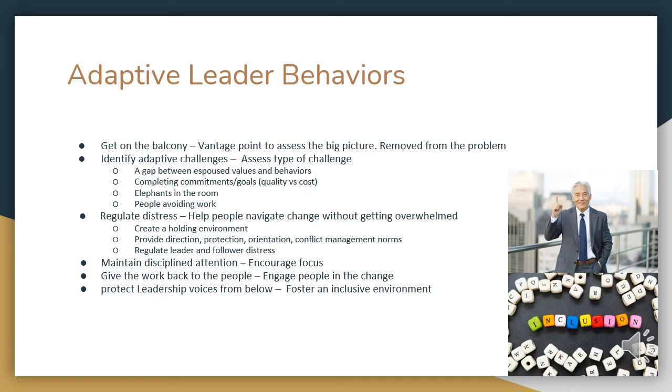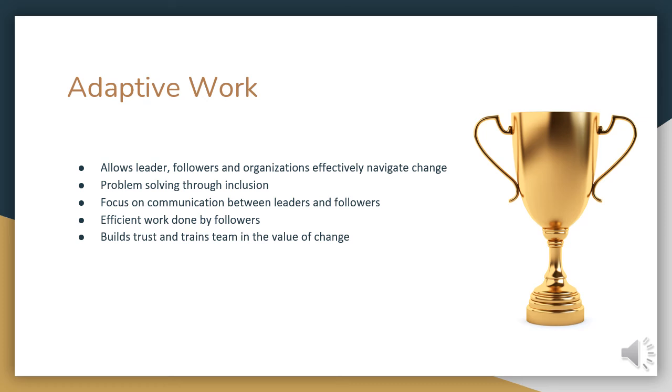Then give work back to the people. This is to really engage the people in the change and make them commit to it as if it's a shared responsibility rather than just a responsibility of the top few. So really getting commitment, getting people involved at the grassroots level. Then protect leadership voices from below. So this goes back to creating a holding environment where we're fostering an inclusive environment where people are able to really share their thoughts freely and help be a part of the change. So as discussed earlier, situational challenges along with the right leadership behavior leads to adaptive work.